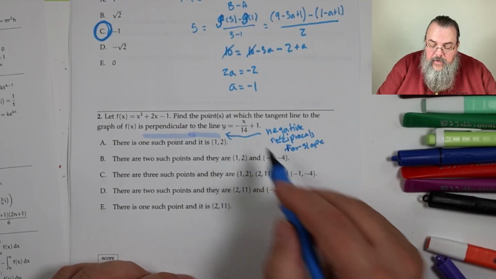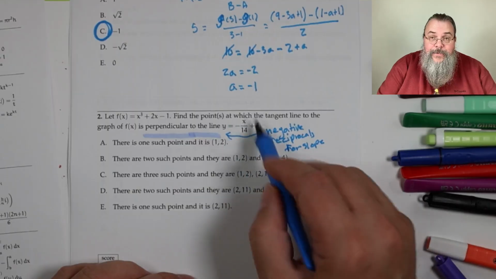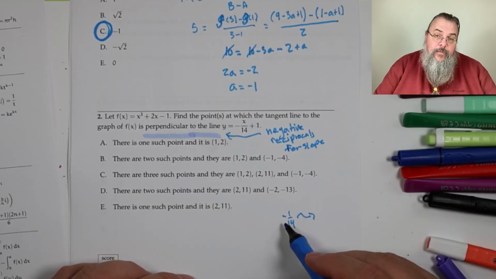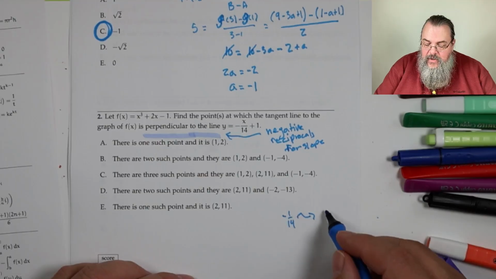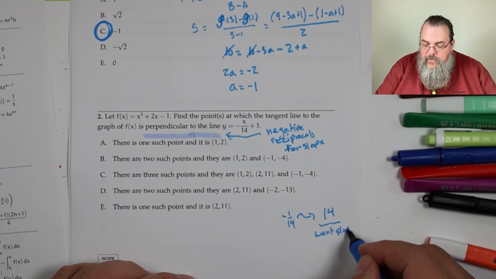So currently our slope is negative 1 over 14, right? We read off the coefficient of x. So that says we want to make it a negative. So minus minus makes a plus. Flip it. So this is our goal. We want to have a slope of 14.